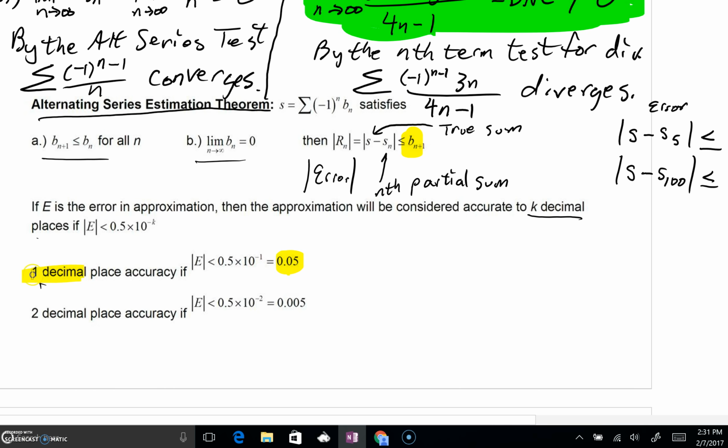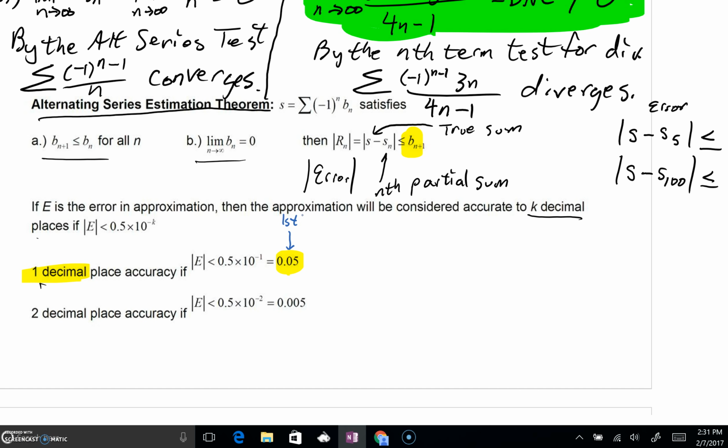Look, you want 1 decimal place accuracy? Your error better be less than 0.05. Here's what I want you to notice. Here's that first decimal, that 1 decimal place accuracy. We're always going to put a 5 next to it. But the error has to be less than that.